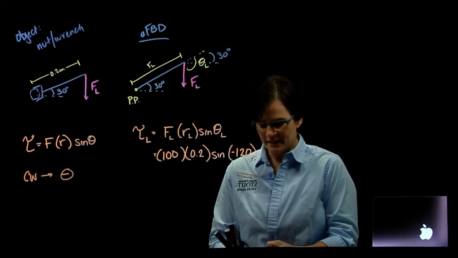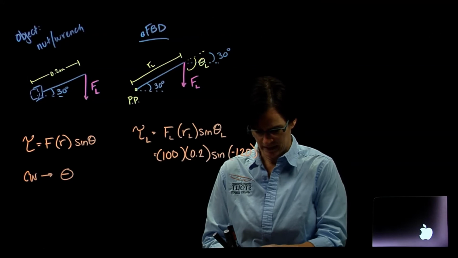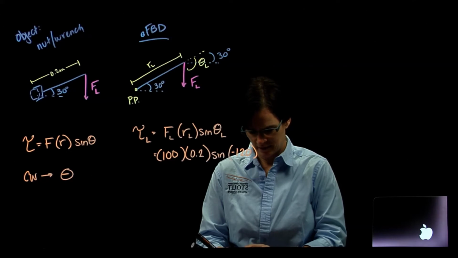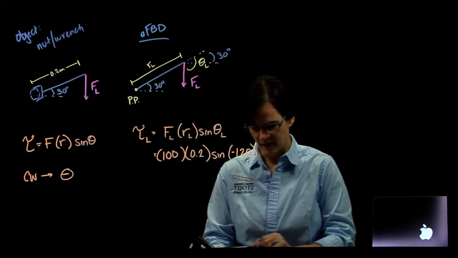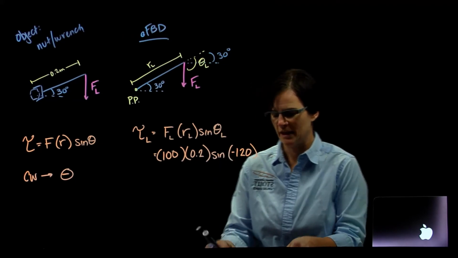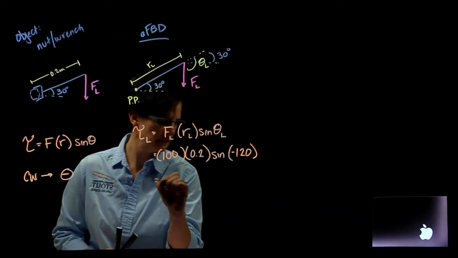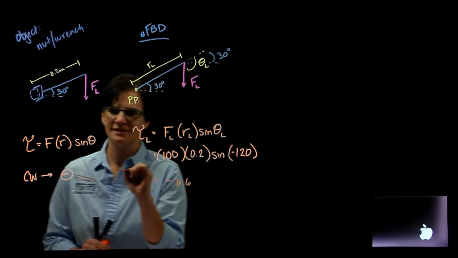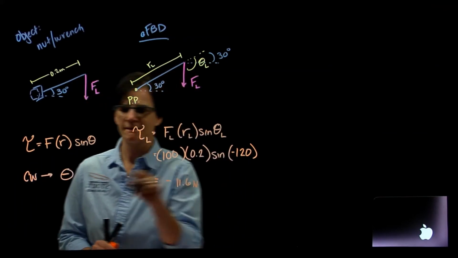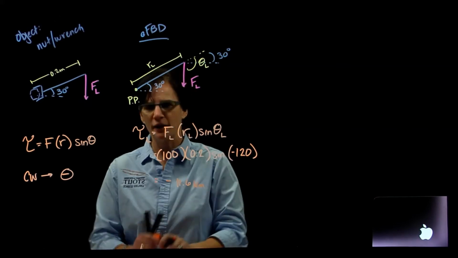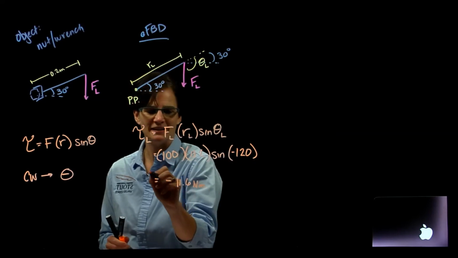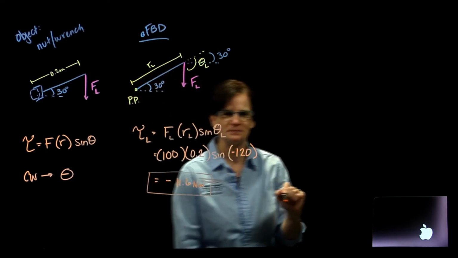So the sine of 120 degrees, get to my calculator. So we have negative sine of 120 times 100 times 0.2, and we get a torque of negative 11.6. What is our unit for torque? Well, the force is in newtons, the radius is in meters, and our unit for torque is indeed the Newton meter. So that negative is what we expect, going in the downward direction.